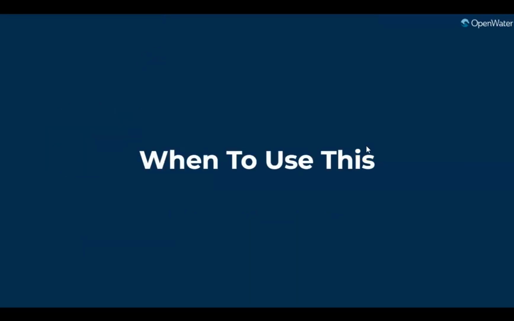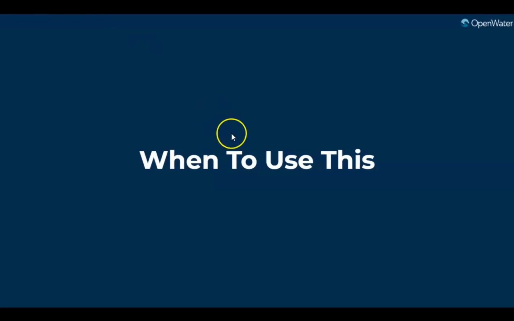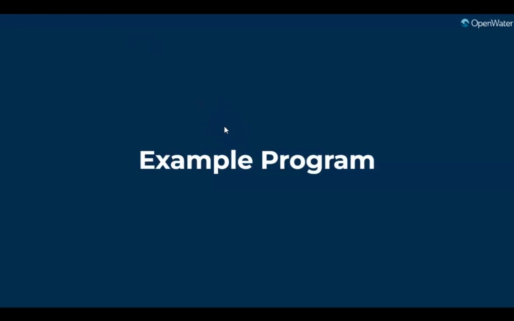If your HR, for example, doesn't allow you to connect OpenWater directly to your database or your member management programs, they may instead provide you with a sheet of information. So in this case, we have a Google Sheet here, which includes the first name, last name, email, and member ID of staff members. So now we want to be able to quickly pull that data into OpenWater. So I've created an example program where we can see that in action.